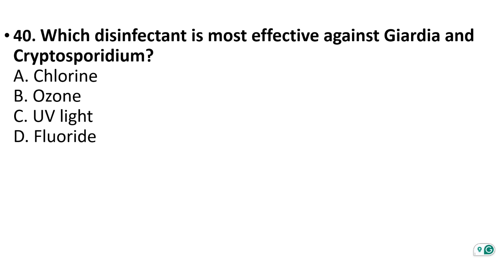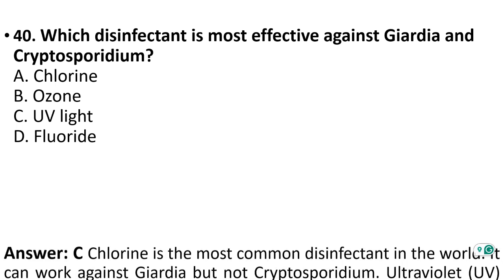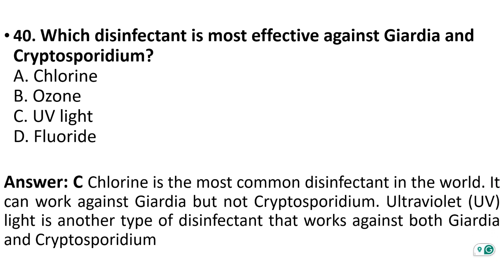40. Which disinfectant is most effective against Giardia and cryptosporidium? A. Chlorine, B. Ozone, C. UV light, D. Fluoride. Your answer is option C, UV light. Chlorine is the most common disinfectant in the world. It can work against diarrhea but not cryptosporidium. UV light is another type of disinfectant that works against both Giardia and cryptosporidium.